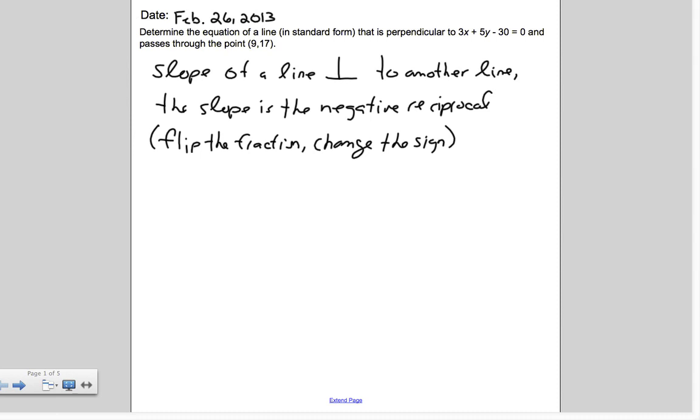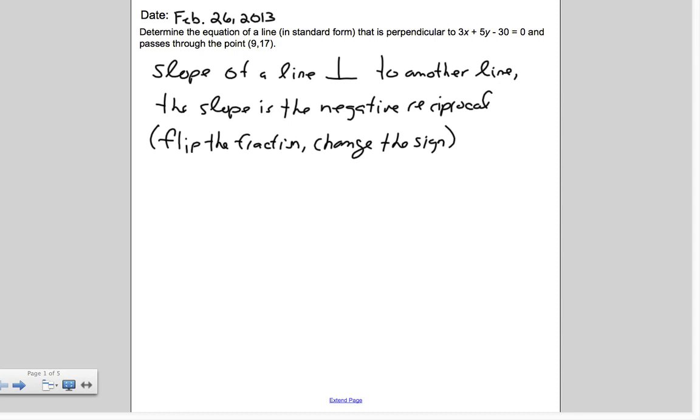The problem is that we don't know the slope of this first line. That puts us in a dilemma. How can we calculate the slope of that first line? What can we do to this equation to help us figure out the slope? Vince? You have to convert that equation to slope.